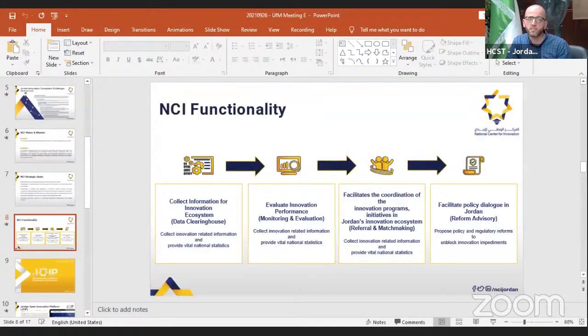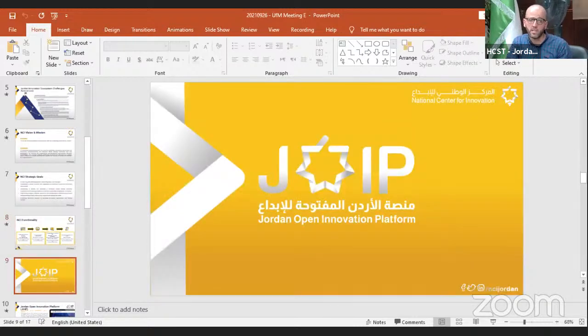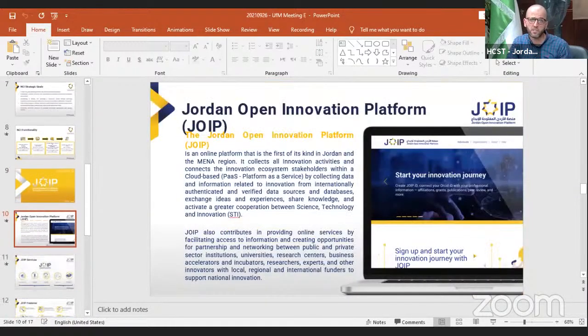The functionalities or the services for the NCI were divided into two main categories. The first one is, let's say, non-digital, by conducting workshops, meetings, and everything to serve the ecosystem, and it will be physical. The other is the digital services, which are mainly done through the Jordan Open Innovation Platform. As Giuseppe mentioned, it's the first of its kind in Jordan and in the MENA region. It collects all the innovation activities and connects the innovation ecosystem stakeholders in a cloud-based fashion platform.